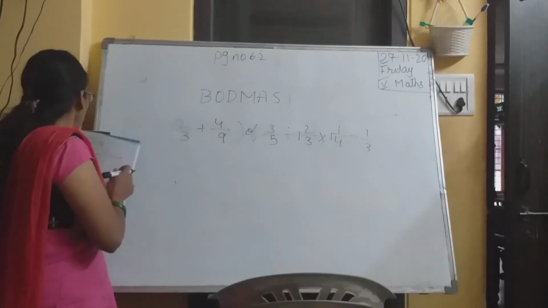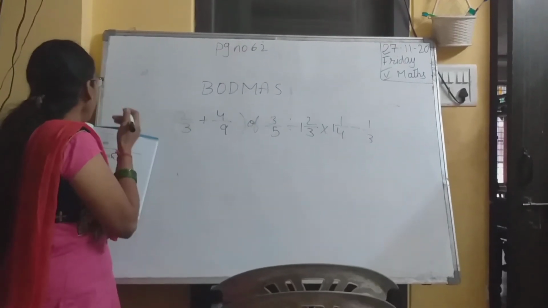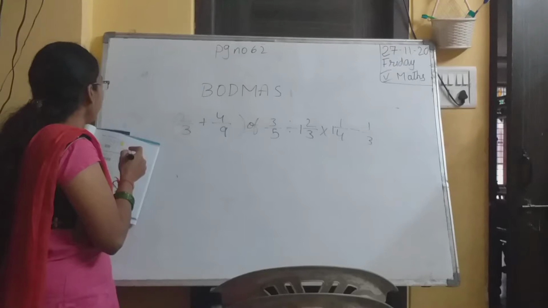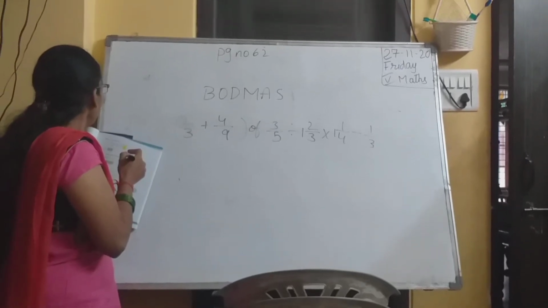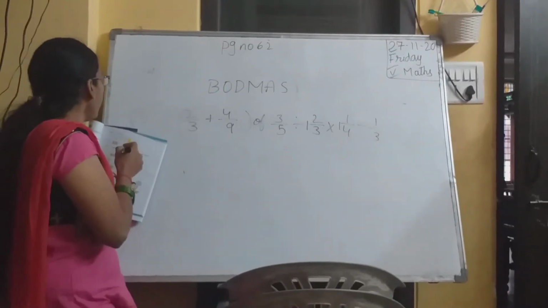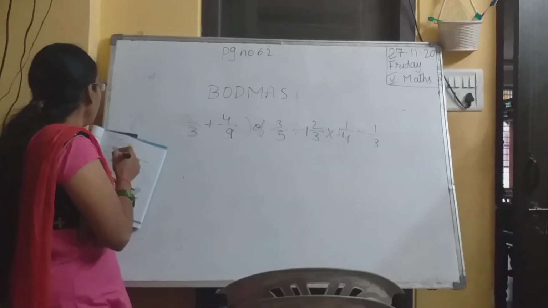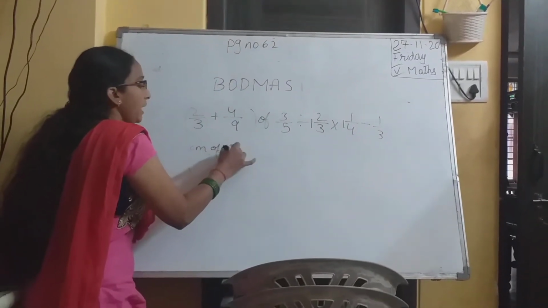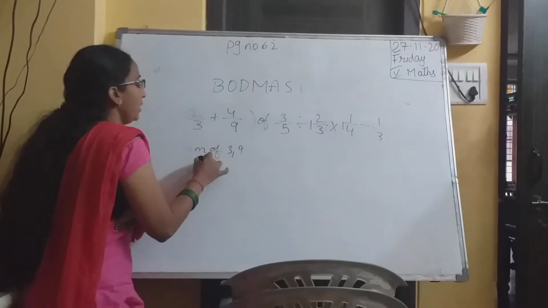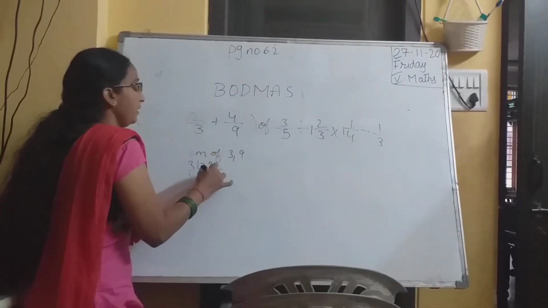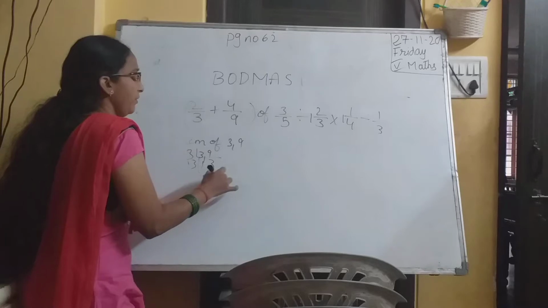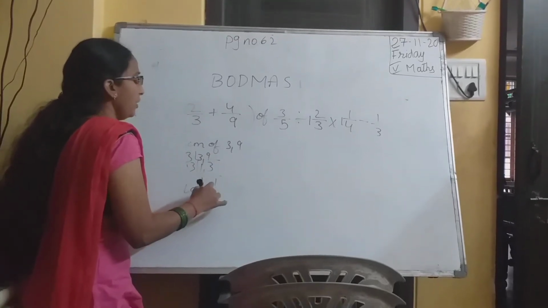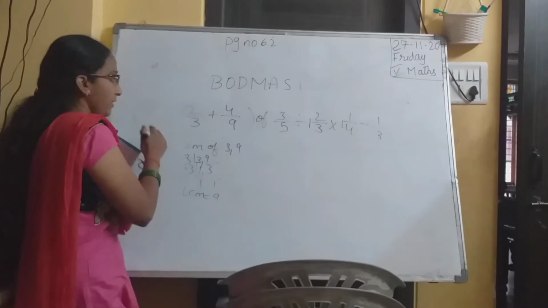So first change mixed fractions to improper fractions. Solve brackets. So first see for both LCM of 3 and 9. Yes children, 3 9. 3 1s are 3, 3 3s are 9. So LCM is equal to 9. Okay, this is step 1 children.